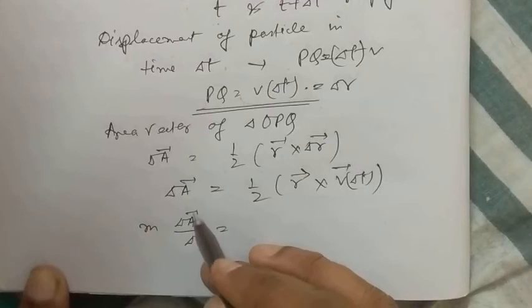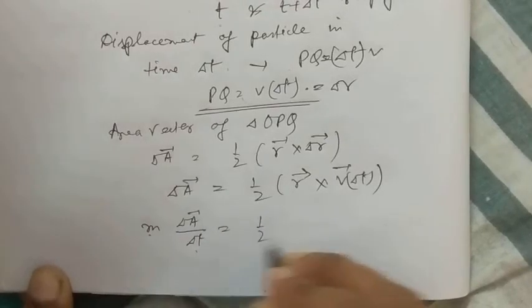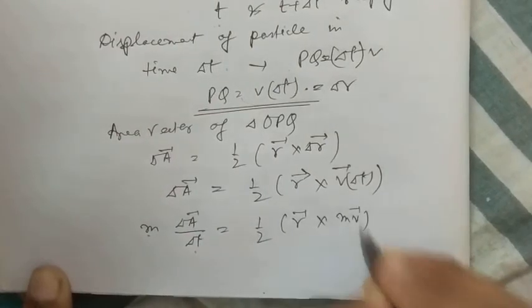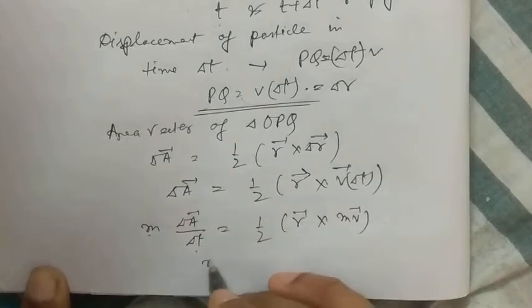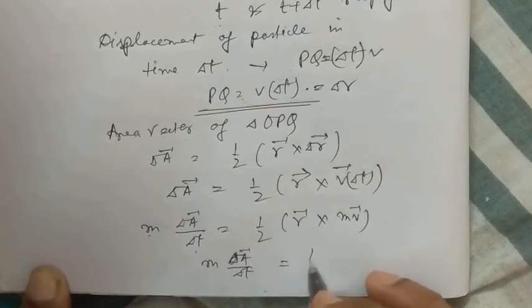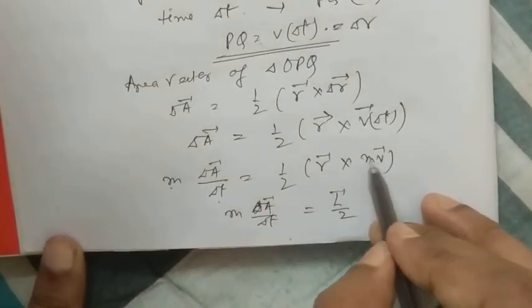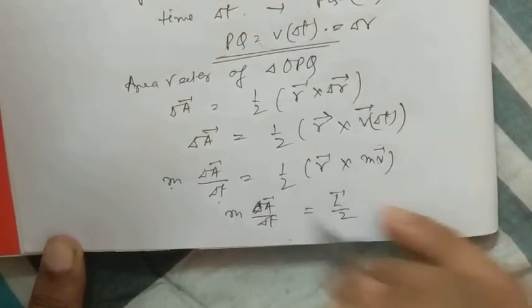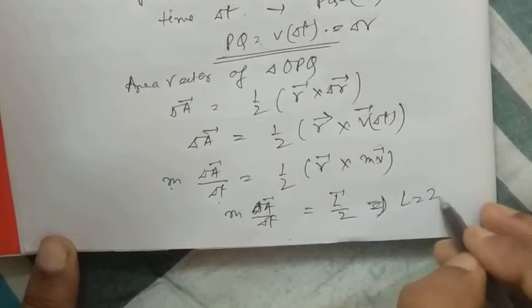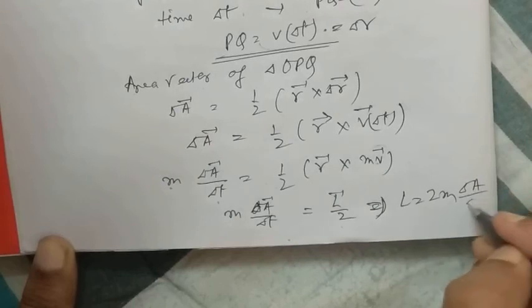Now if we multiply it by m and divide it by delta t, we get half of r cross mv. Therefore m into delta A by delta t is equal to L by 2. This is p, r cross p, that is L, divided by 2. Therefore L is equal to 2m delta A by delta t.